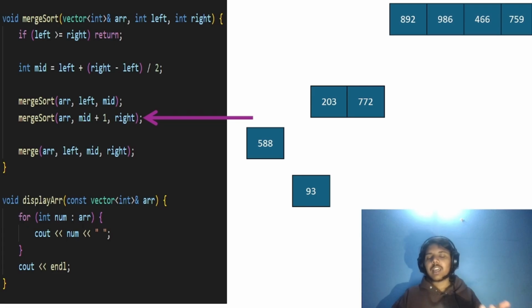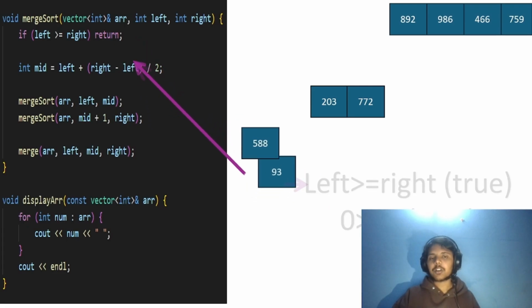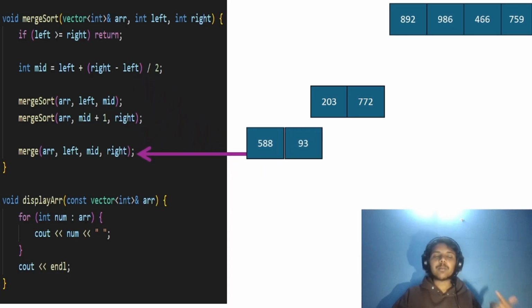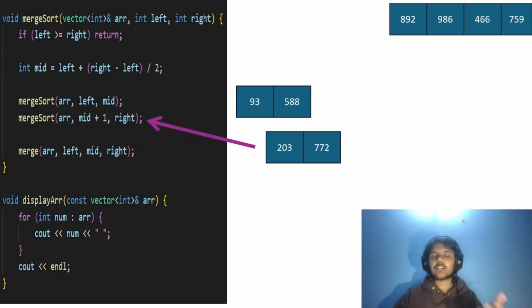That will split the array into its rightmost sub array, which is also of length 1, so it also prematurely terminates. And now finally the merge function occurs, which sorts the given sub array or sub vector. So now its sorted form is 932 and 588.